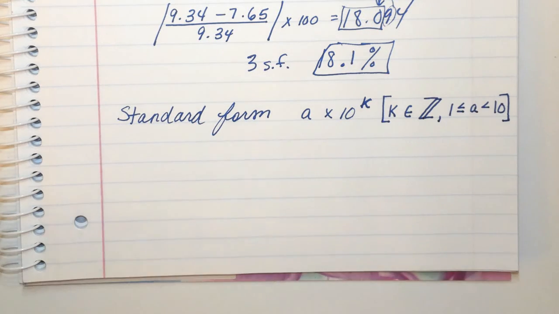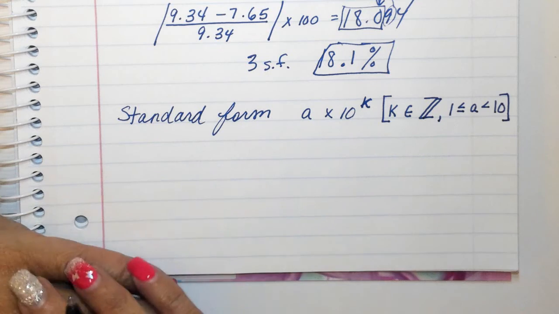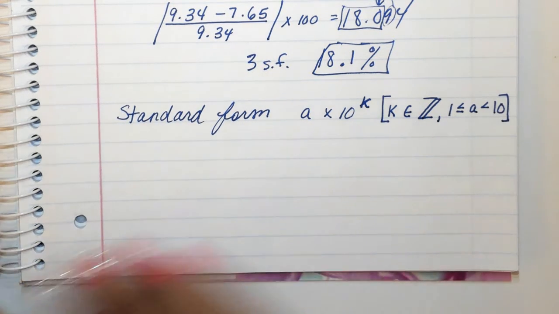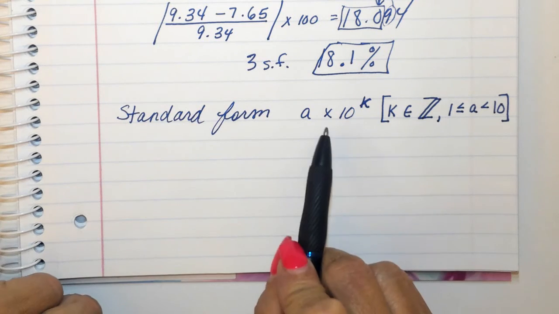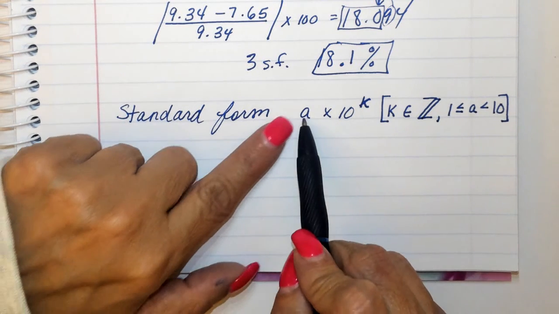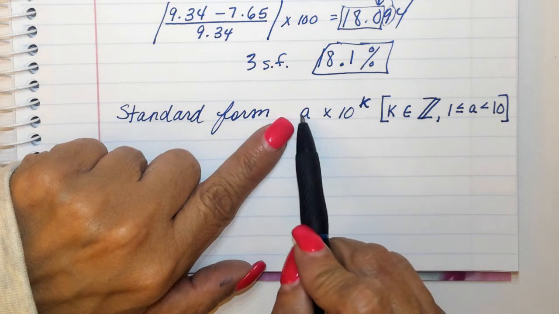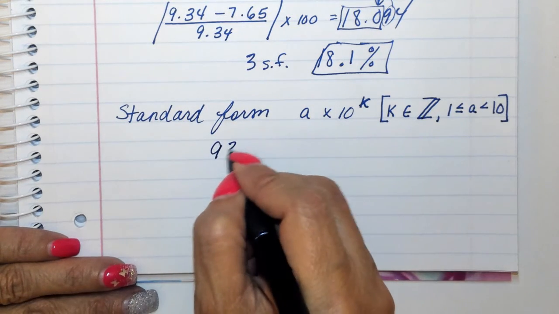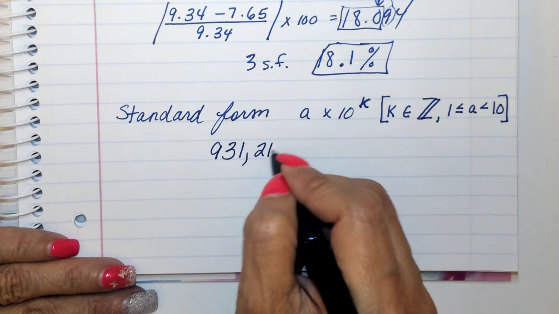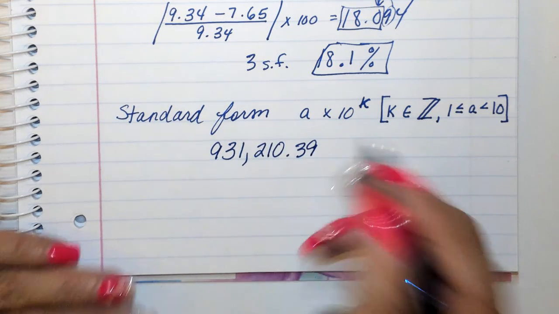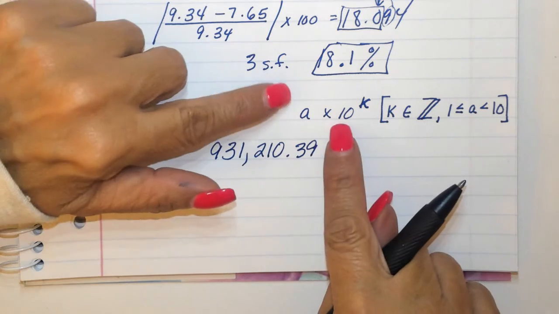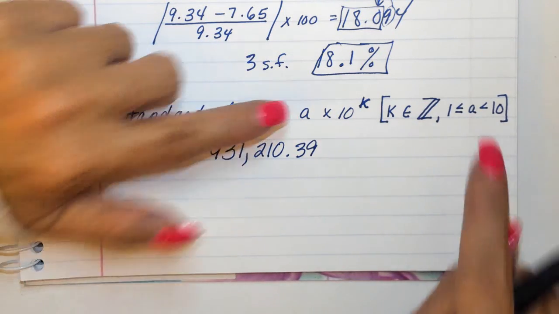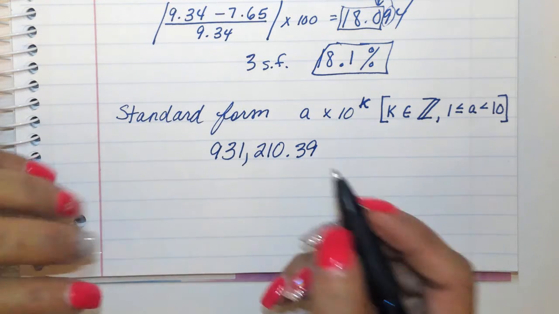What in the world? What this means, write your answer in scientific notation. That's all that means. All that gibberish there, A times 10 to the K. Oh, A times 10 to the K. That looks like scientific notation. So you solve your answer and you get 931,210.39. That's the answer you got. But your problem says put your answer in standard form or in this form. And you're like, oh yeah, that just means scientific notation.